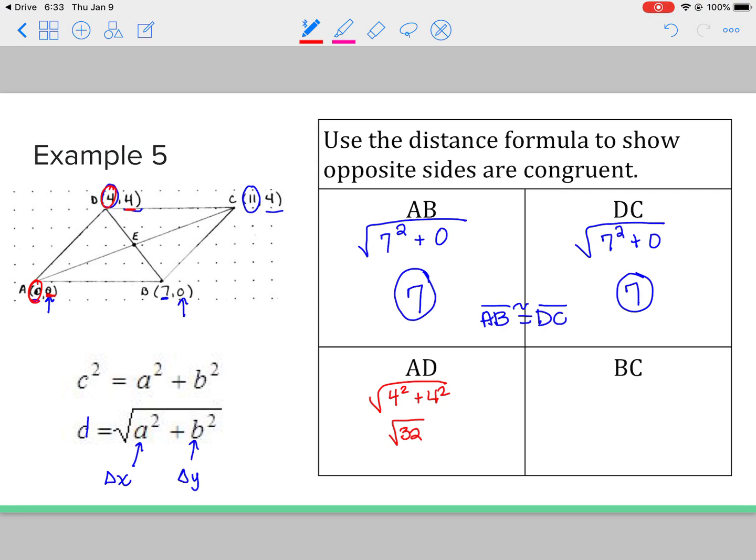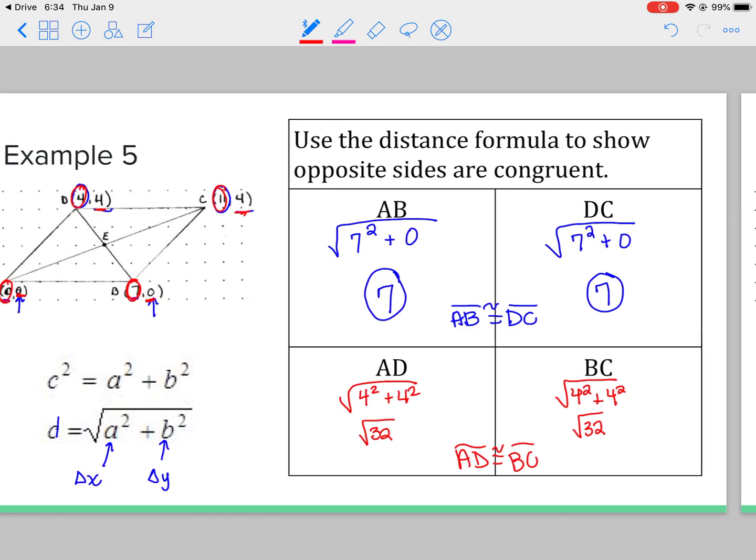All right, next I'm going to look at BC. Between my x values, I go from 7 to 11, which is 4 units, so that's 4 squared. And then from 0 to 4 is 4 units. I already did the math because this looks just like the other one, and this is also going to be the square root of 32. Since they have the same measure, they are congruent. So using the distance formula, we were able to show the opposite sides of this parallelogram are congruent.